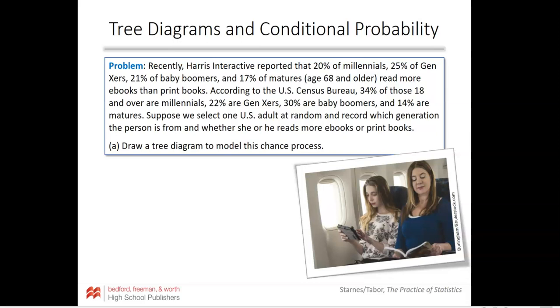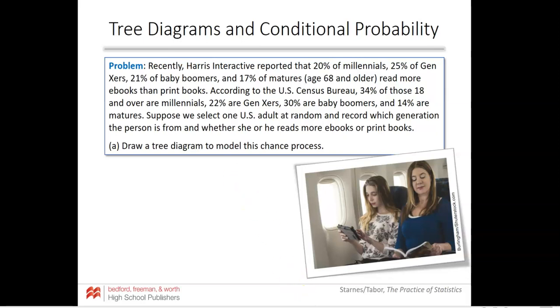Suppose we select one adult at random and record which generation the person is from and whether he or she reads ebooks or print books. So the first thing you have to decide, and this is probably the toughest thing when you're getting started, is: is my first branch going to be print or ebooks, or is it going to be which generation you're from, millennials and so forth? If you read closely, it said 20% of millennials read ebooks, 25% of Gen Xers. So my first thought is, let's make the first branch what generation you're in, and the second one whether you read ebooks or print books.